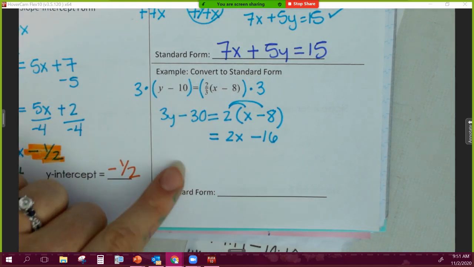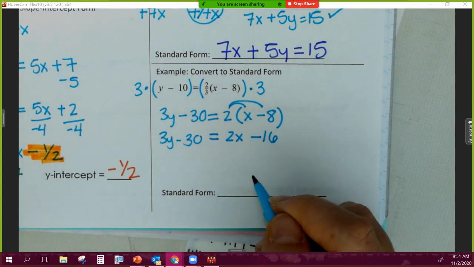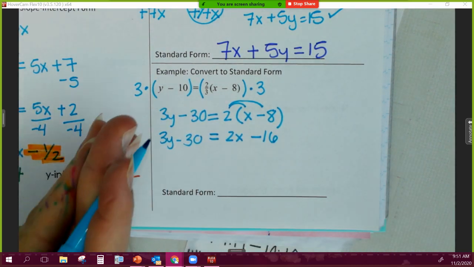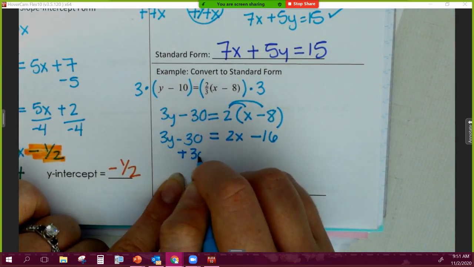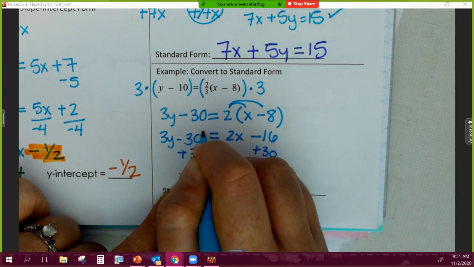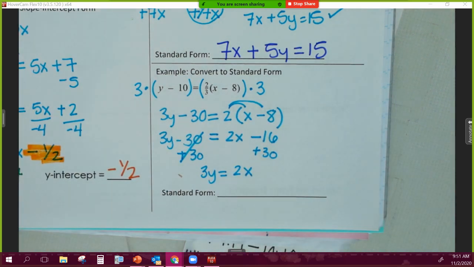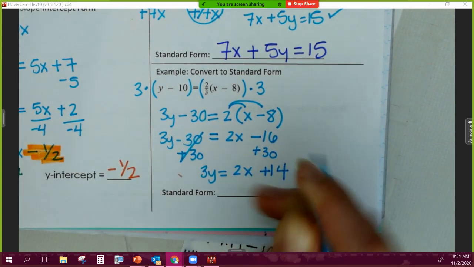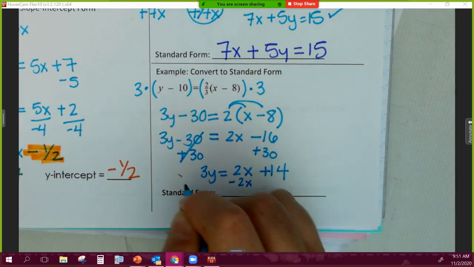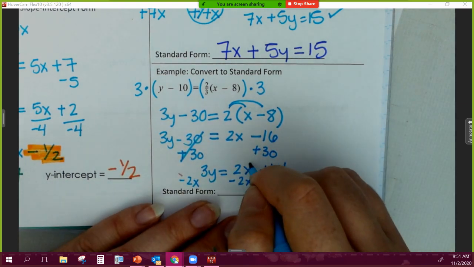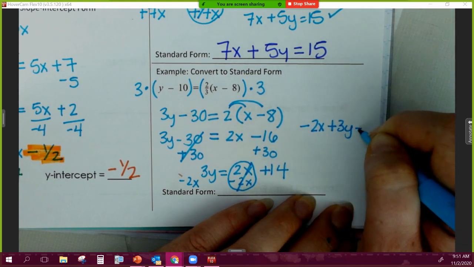Okay, and then now we have 3y minus 30 on this side. So now I'm going to have to move all of my number terms to one side and my x terms to the other side. So I'm going to add 30 here to move that over. So 3y is equal to 2x plus 14. And then subtract 2x here and here, to get it to the other side. Those become 0. Negative 2x plus 3y equals 14.